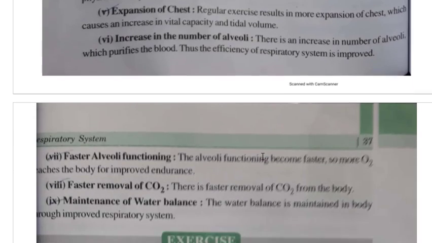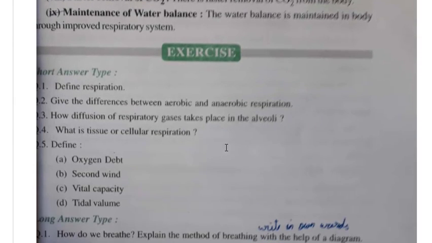So let us just see what different questions are there. First is define respiration. Give difference between aerobic and anaerobic respiration. How diffusion of respiratory gases takes place in the alveoli. What is tissue or cellular respiration. We have to define oxygen debt, second wind, vital capacity, tidal volume.